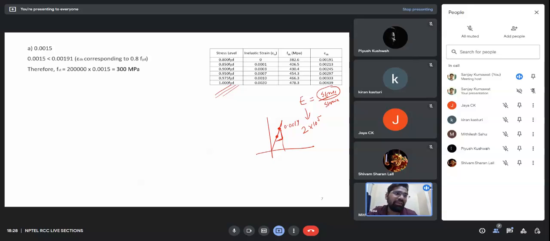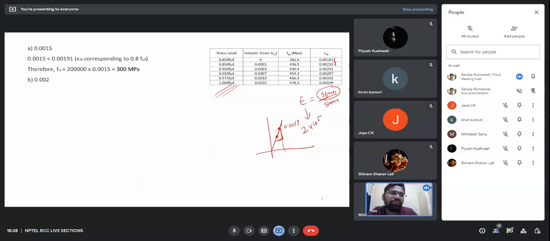Are you getting me? Okay, that's fine. Now we need to calculate the stress value belonging to 0.002. So now 0.002 is lying between these two points.